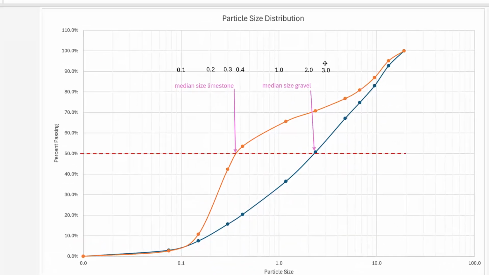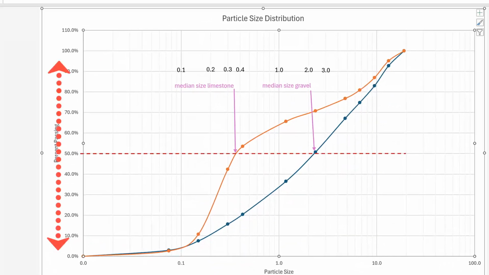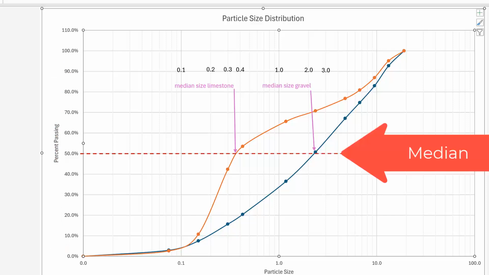Let's dig a little deeper. There are 99 percentiles on the y-axis, and each one of them can be used as a point of comparison between sample 1 and sample 2. Let's use the 50th percentile, which is the median particle size, to compare the two samples.